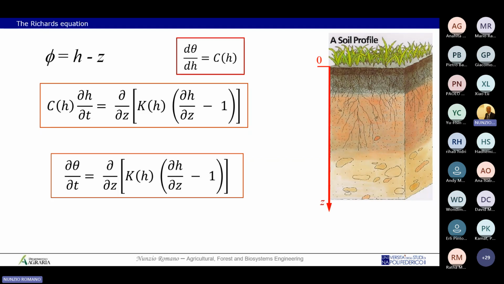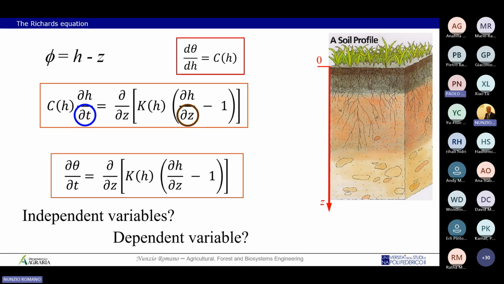But I want to stress a couple of things and discuss with you some important things. What are the independent variables? The independent variables in the Richards equation are the position, Z, and the time. So these are the independent variables. Any equation has independent and dependent variables.